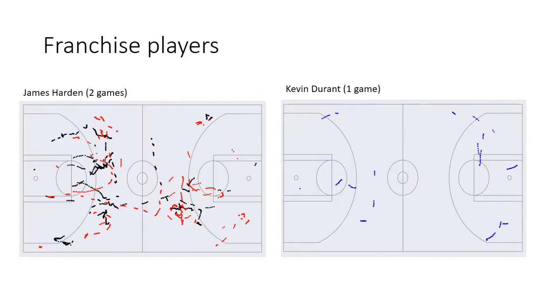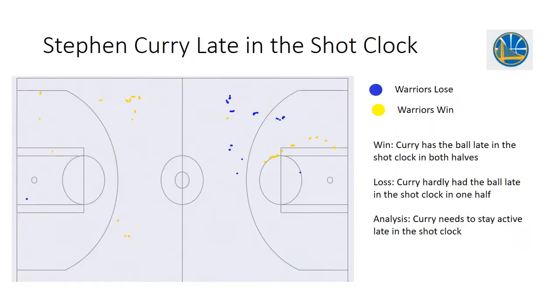So here we can look at James Harden and Kevin Durant, and I didn't get a whole lot out of this. You see James Harden and Kevin Durant both have the ball pretty regularly late in the shot clock, and they have it both halves. However, when we look at Steph Curry, we can see that when the Warriors win, he's really active in both halves. So he's getting the ball late in the shot clock in both halves. However, when they lost, he really only got it 1 time in one half, and then maybe 1 or 2 times the other half. So this tells us that Curry needs to be looking to have the ball late in the shot clock and looking to be really active for the entire game.